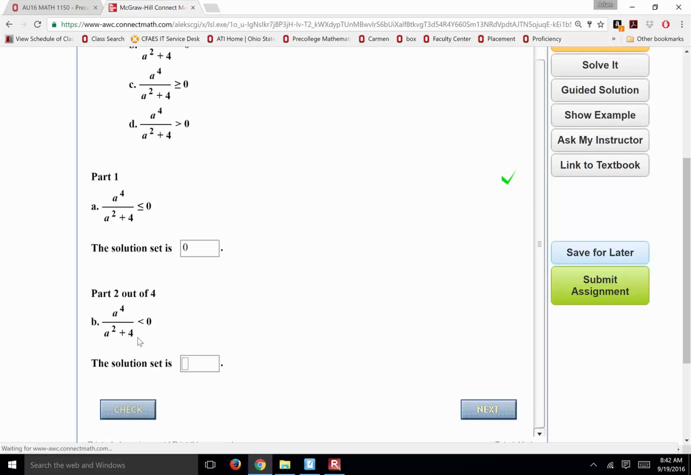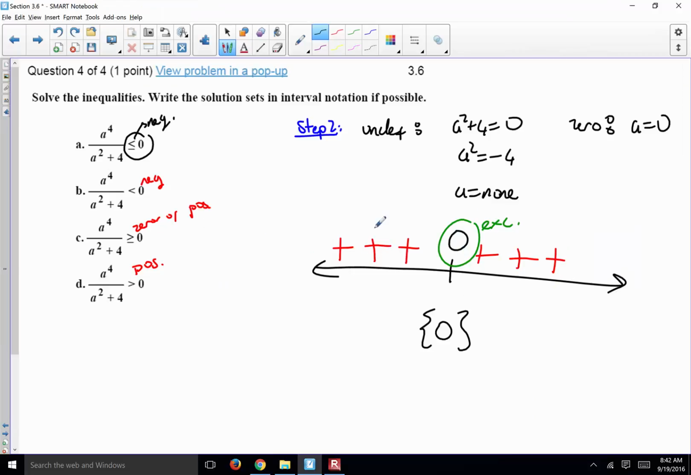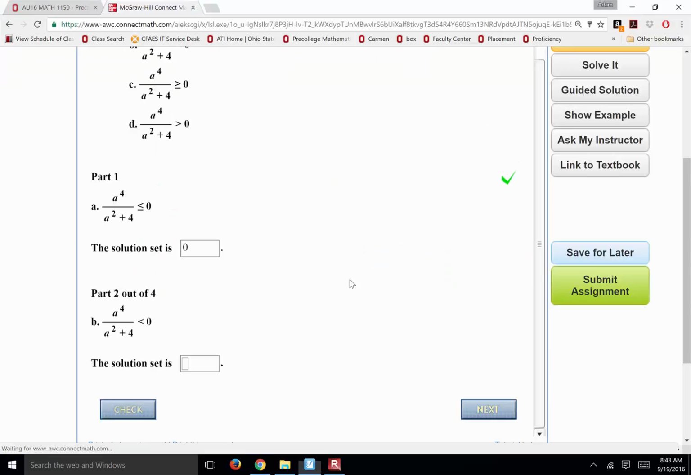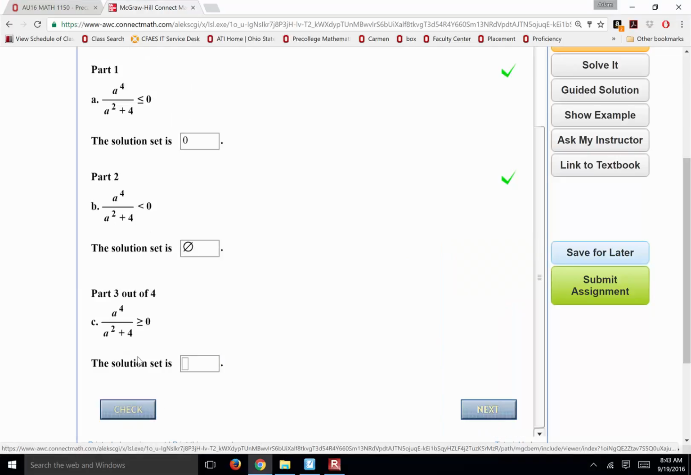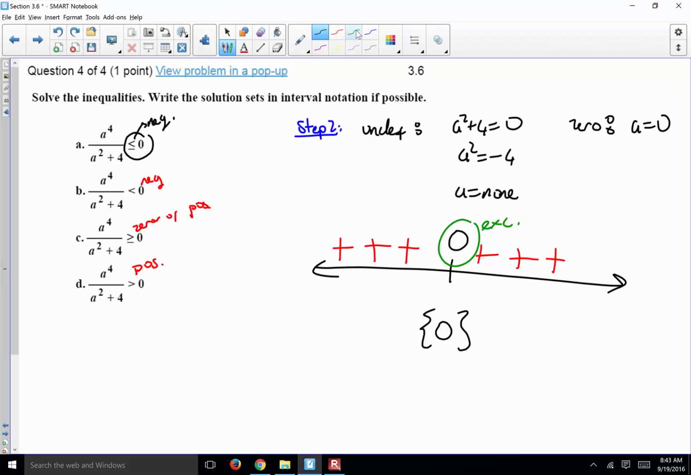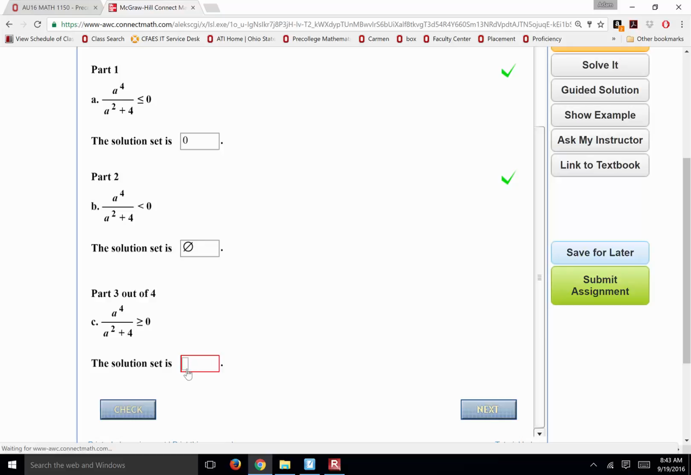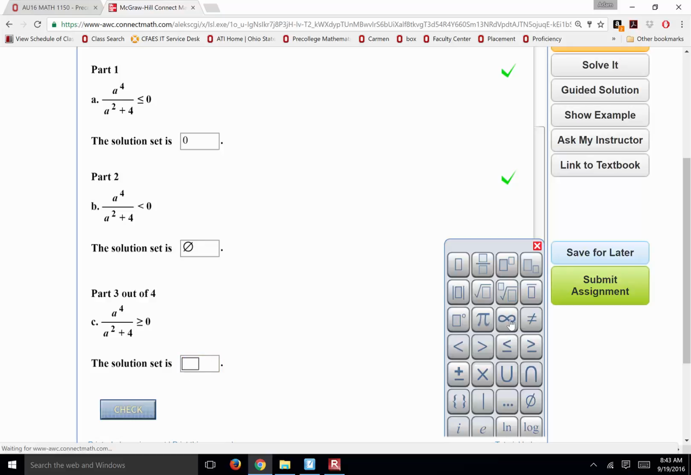Next, does this thing ever become less than 0? Look at the table. You can test values to the left and right of 0. Never. So this is the empty set. You can use this notation or this one if you like. Okay, can this ever be positive or 0? Yeah, it's either exactly 0 or everywhere positive. So the solution set here is the entire real line. So it is negative infinity comma infinity, closed.